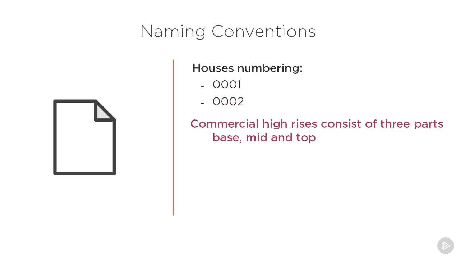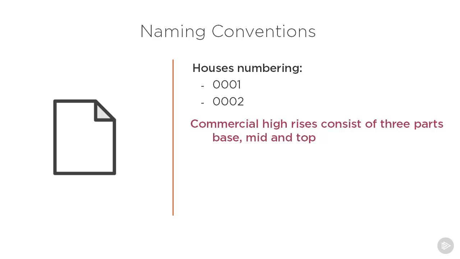The commercial high-rise buildings consist of 3 parts, a base part, a mid part, and a top part. This is so we can stack them later to different heights. Our naming and numbering convention will have to take this into account. We will have to be able to distinguish between houses and commercial towers. But then for those commercial towers, we have to be able to distinguish between their base, mid, and top sections.